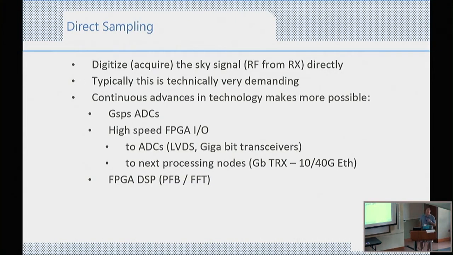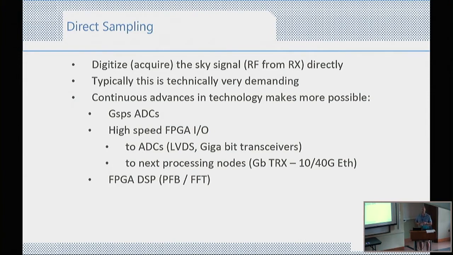So, direct sampling. We're here for digital signal processing. So somehow we need to take the EM signal that's coming from the sky, couple it onto our receiver, and then turn it into bits so that we can start doing digital processing on that. Typically this is quite demanding, especially when you want to acquire large bandwidths. But fortunately, companies like Xilinx have made some great strides, and ADC vendors doing multi-gigasample per second ADCs have produced some wonderful ADCs. We've got FPGAs with high-speed I/O links so that we can interface to these high-speed ADCs.